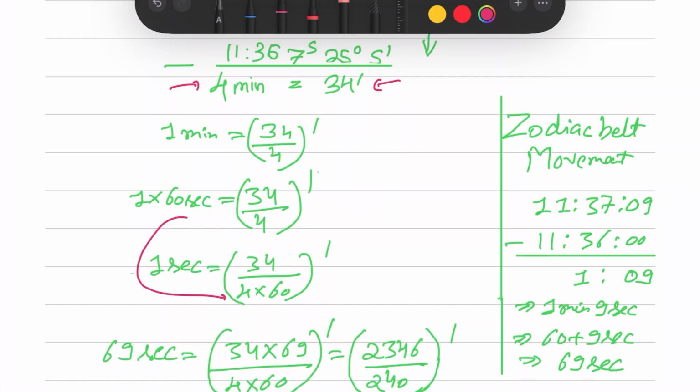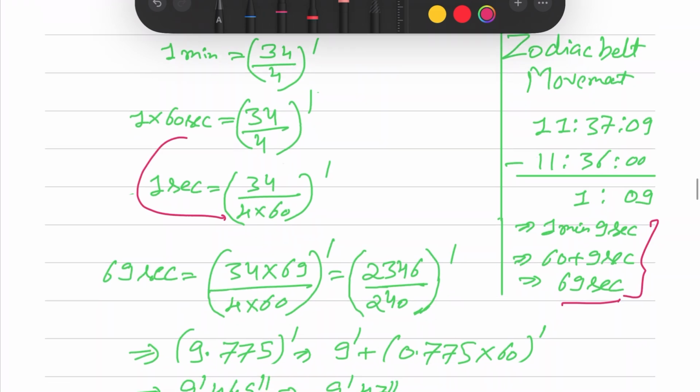Now the zodiac belt movement or sidereal time at epoch was 11 hour 37 minute 9 second, and the base value is 11:36. So the total difference between these two is 1 minute 9 second, which can be written as 69 seconds. So we calculate the zodiac belt movement for 69 seconds by multiplying the 1 second value with 69. So we get 2346 divided by 240, which is 9.775 arc minute.